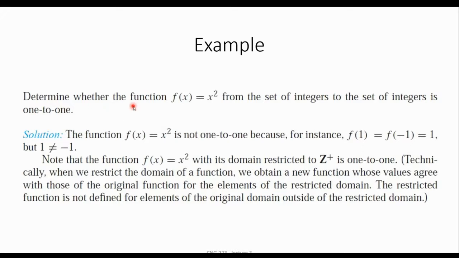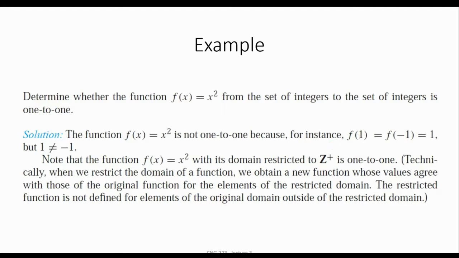Okay, now determine whether the function f(x) = x^2 from the set of integers to the set of integers is one-to-one. In order to do that, let's take a look at this one. Sometimes the answer is yes, sometimes no. So the function f(x) = x^2 is not one-to-one. How can we prove that? By just finding one counterexample. If you just find one counterexample, it's good enough to show that this statement is not true, that f(x) is one-to-one. And here they show it by the values 1 and minus 1.